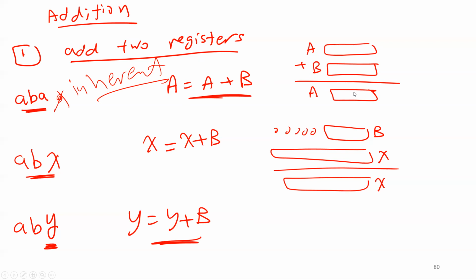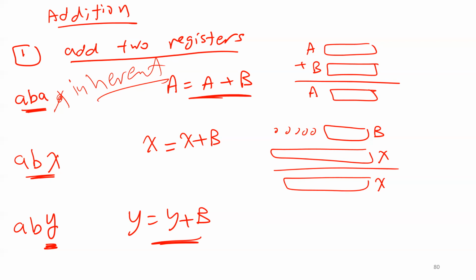Is that okay? We have another one here, ABX. This one is gonna add register B to register X and store the result in register X. Is that okay? We have ABY. This one actually means Y equals Y plus B. Okay, guys? That's all we have for adding register to register.